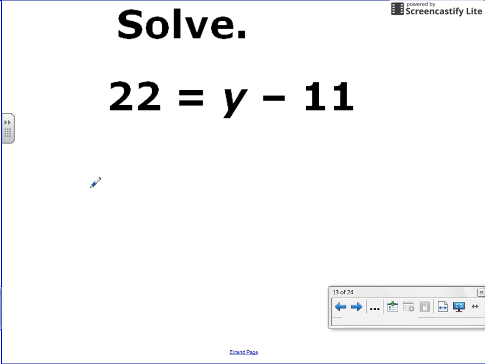Oh, look at this one. 22 equals y minus 11. I'm just in the habit of always putting my little balance bar or teeter-totter stand there. And this time my variable is on this side of the equal sign. Does that matter? Why, no, it does not. That's why I always say find the variable, and now your job is to get this variable alone.